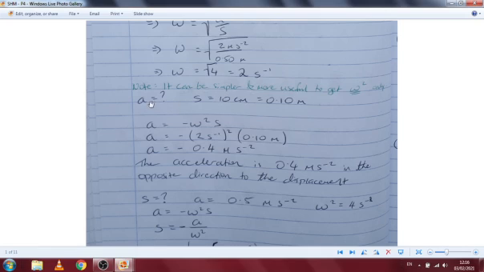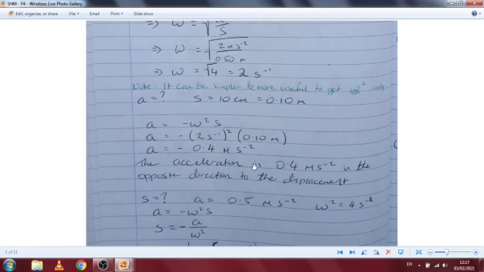So again, this is their second case. Now we don't know the acceleration, but we know the displacement is 10 centimeters from the equilibrium position. So that goes to 0.10 meters. And my formula is a equals minus omega squared s. I found that omega was 2, so I substitute that in. I know my displacement is 0.1, so I sub that in. So my acceleration is minus 0.4 meters per second squared.